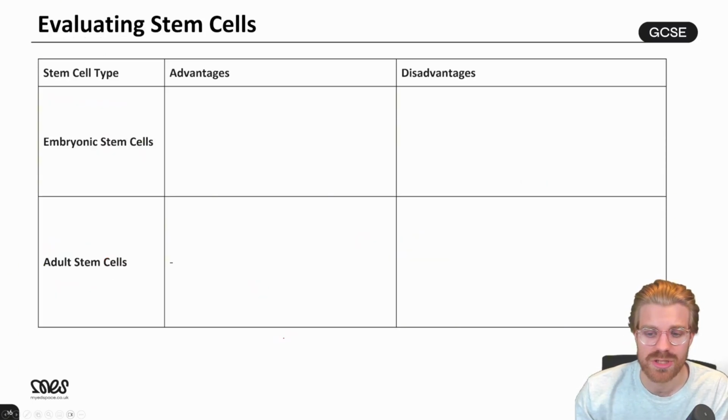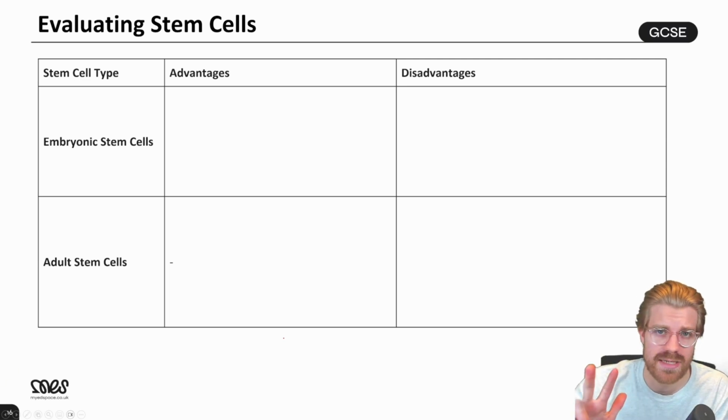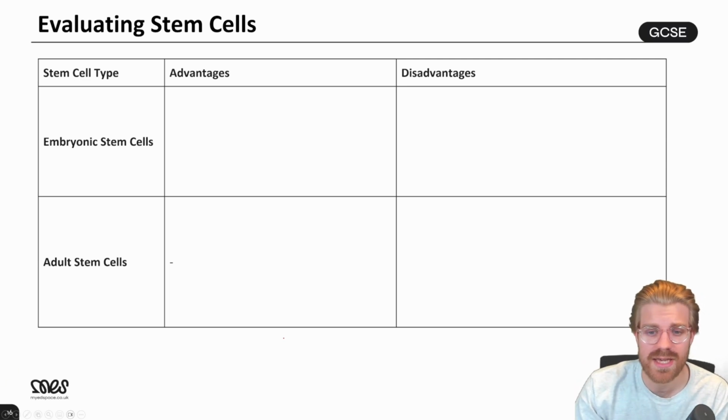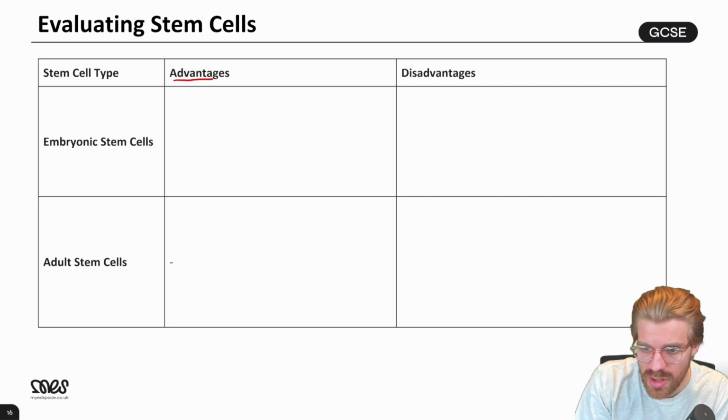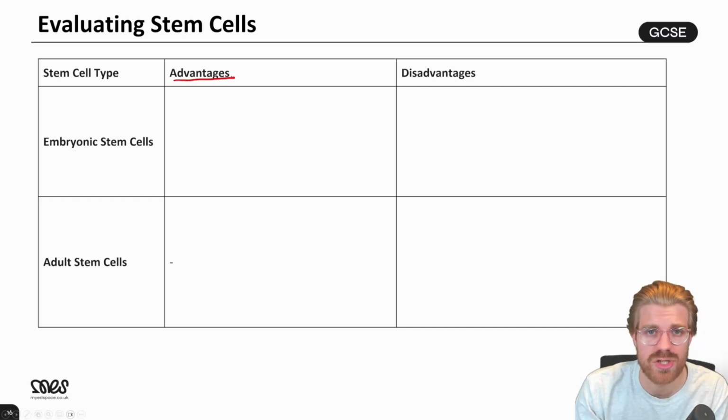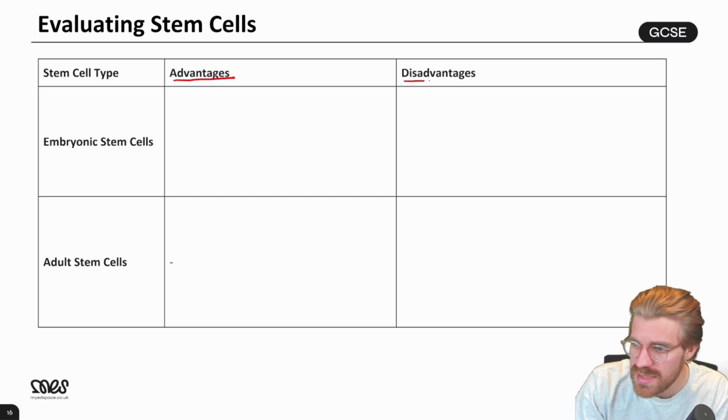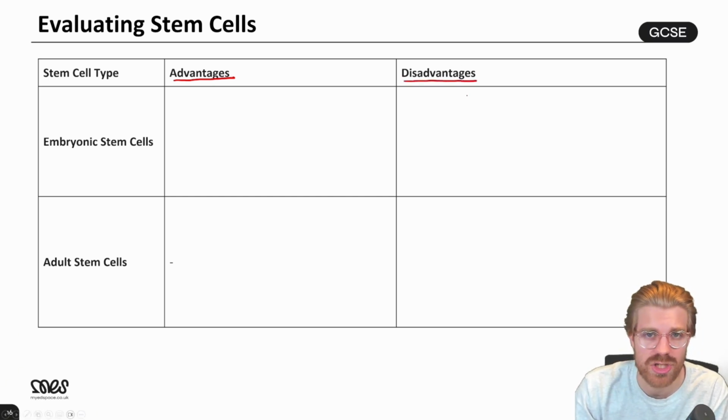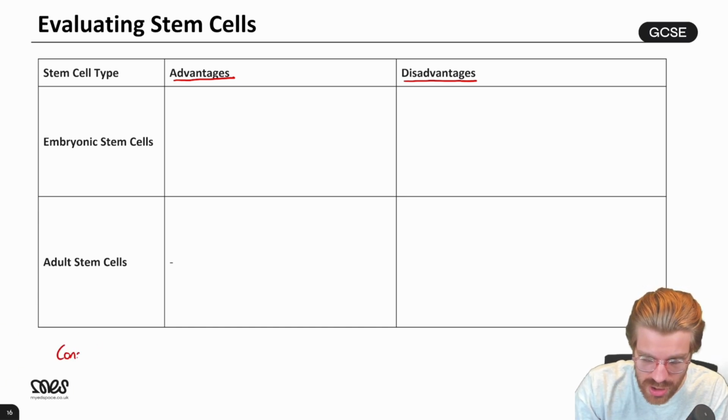In an exam question, quite frequently you might be asked to evaluate these different types of stem cells. And in an evaluation, you need to do 3 different things. You need to give the advantages of each of the things you are evaluating, and you would need to give the disadvantages of each as well. And then the third thing you would need to do is give a conclusion.